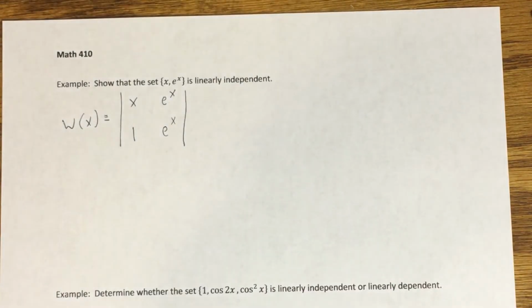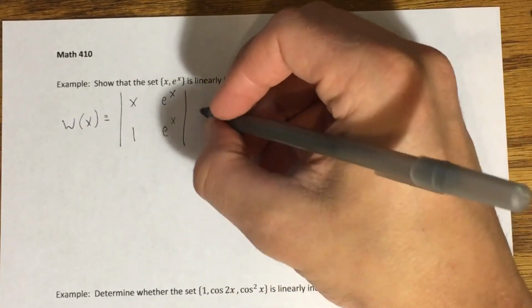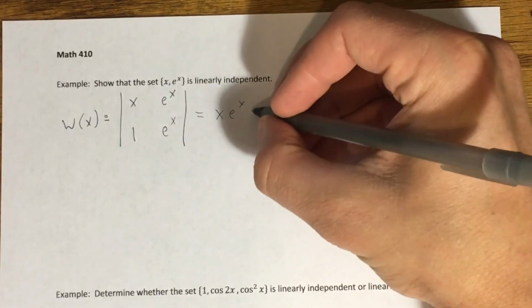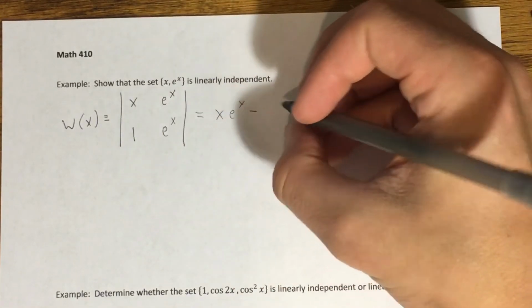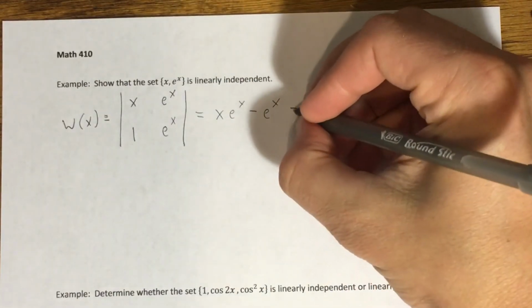Okay? This is a determinant, a 2 by 2, so I just multiply x times e to the x and subtract 1 times e to the x, which is just e to the x. Okay? This is not equal to 0.